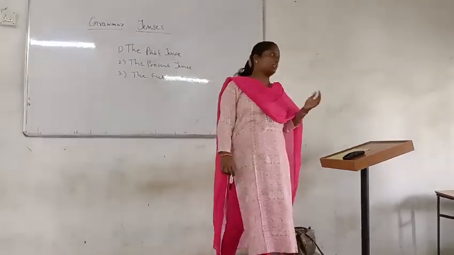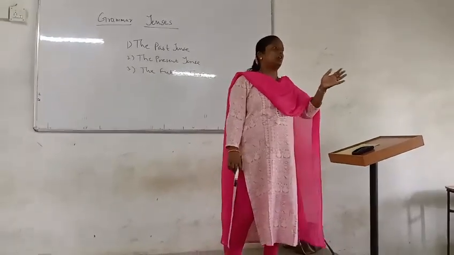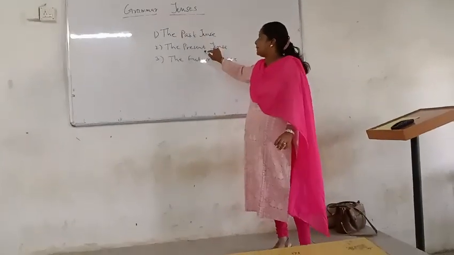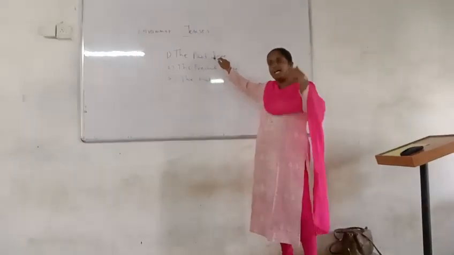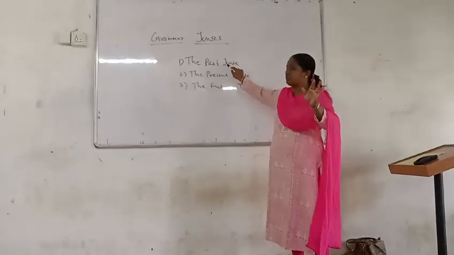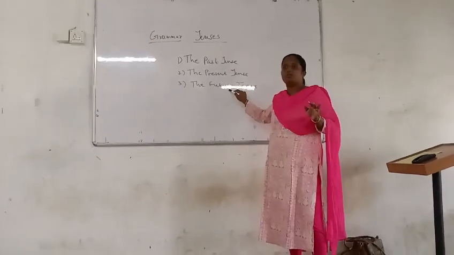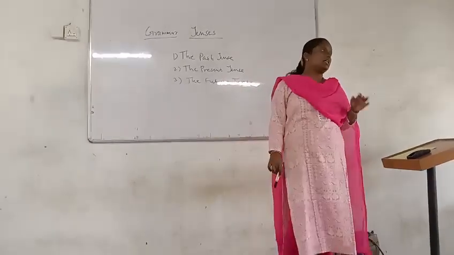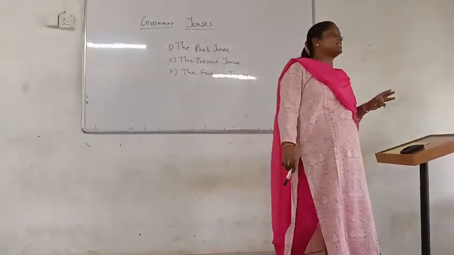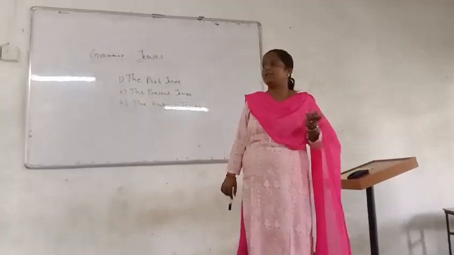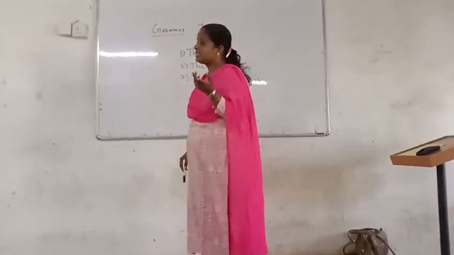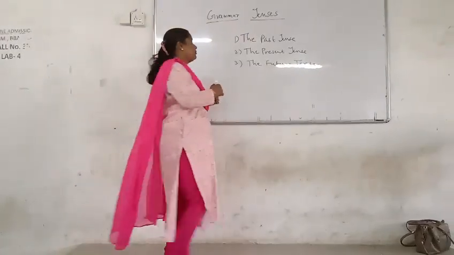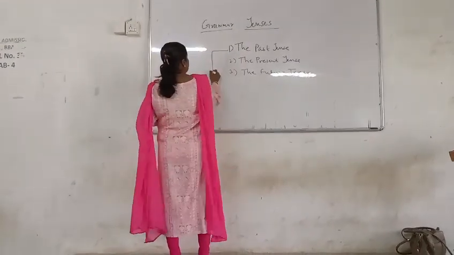Just now I told you that if you want to tell anything that is going on at the present moment, then you have to use the present tense. If you want to tell something that had already happened, then you use the past tense. And if you are going to narrate the things that are going to happen, then you use the future tense. But these are the 3 main tenses, and again, these tenses are divided into 4 parts, 4 subtypes. Now we will discuss each tense.